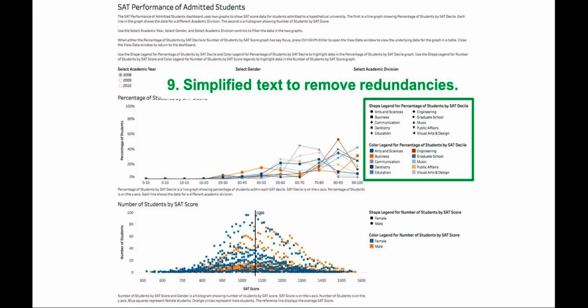Last but not least, I simplified the text in the filter and legends for the academic divisions to remove redundant text. Minimizing unnecessary text is very helpful for screen reader users, as it's easy to become overwhelmed by the sheer volume of text that is read.